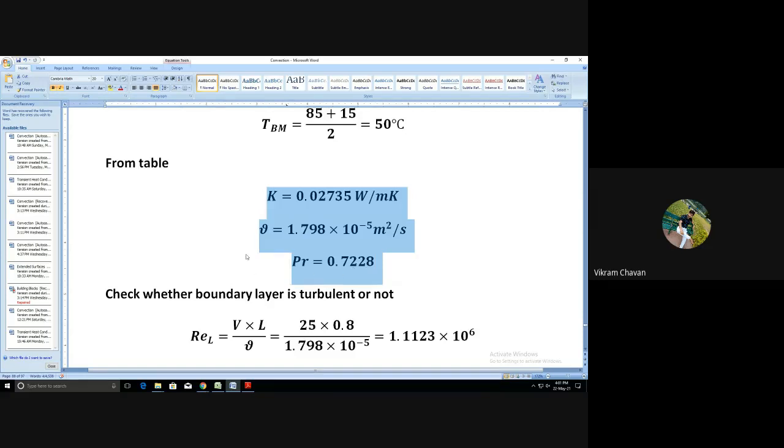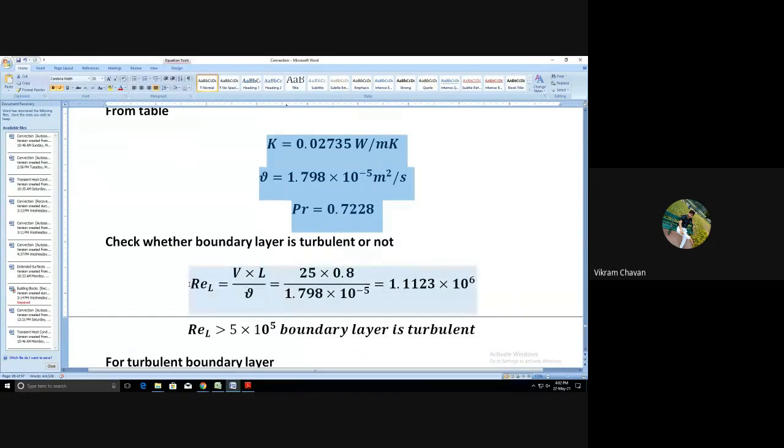Now, here they have provided in the problem that the boundary layer is turbulent from the leading edge of that particular plate. But we have to check whether the boundary layer is turbulent or not. For that reason, we have to consider the average Reynolds number. The average Reynolds number is equal to V multiplied by L divided by nu. For the average Reynolds number, we have to consider the total characteristic length.